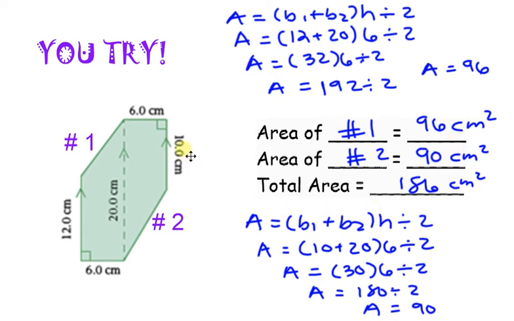Same thing with the other one. We had a base of 10 and then a base of 20. 10 plus 20 is 30. 30 times 6, because 6 was the height, is 180. Divided by 2 is 90. When you add 96 and 90 together, you get 186 centimeters squared.